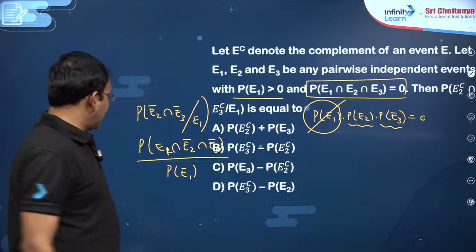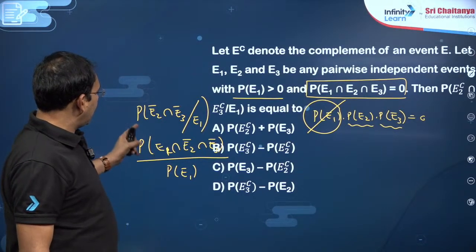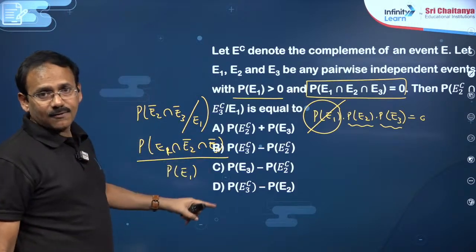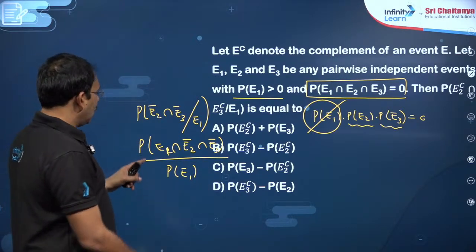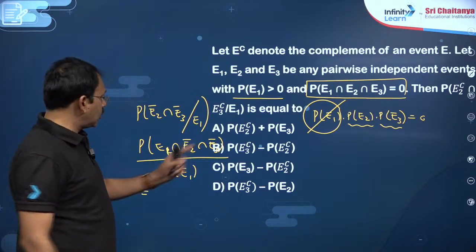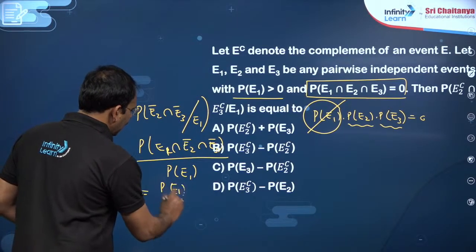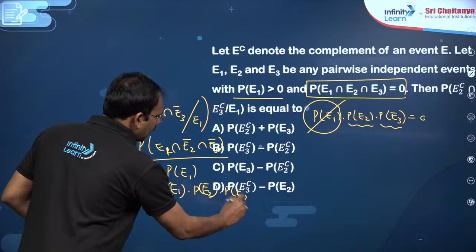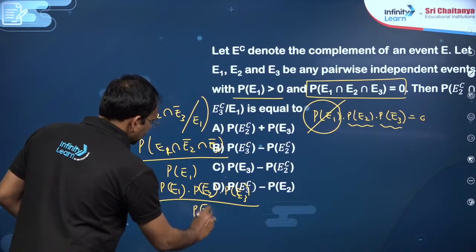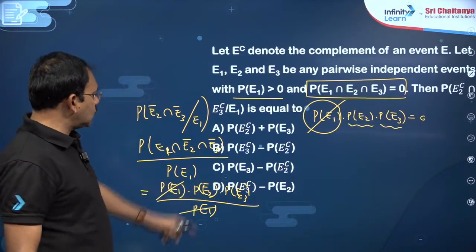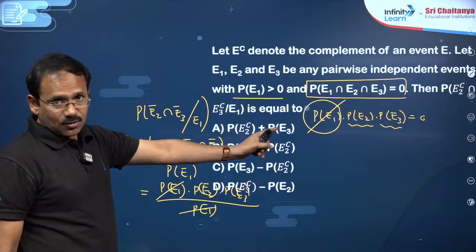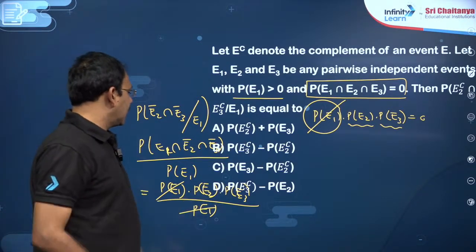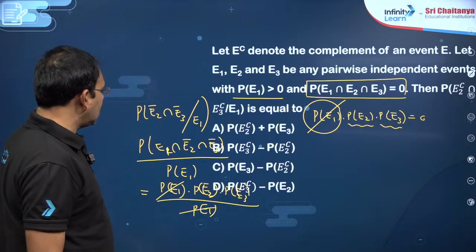Am I correct? You see, my dear friends, because P of A given B means P of A intersection B by P of B, right? So now, since these are independent, these are also independent, my dear friends. P of E1 into P of E2 bar into P of E3 bar by P of E1. P of E1 got cancelled. One of these two must be 1, because if it is 0, its complement must be 1. So you will get, my dear friends, P of E2 into P of E3 complement.